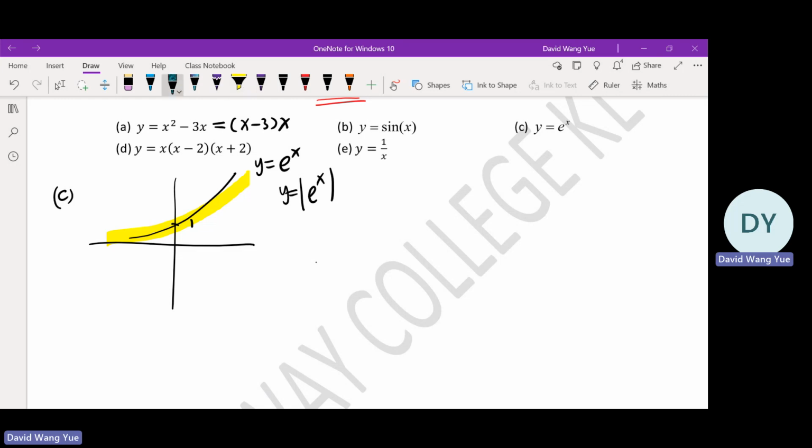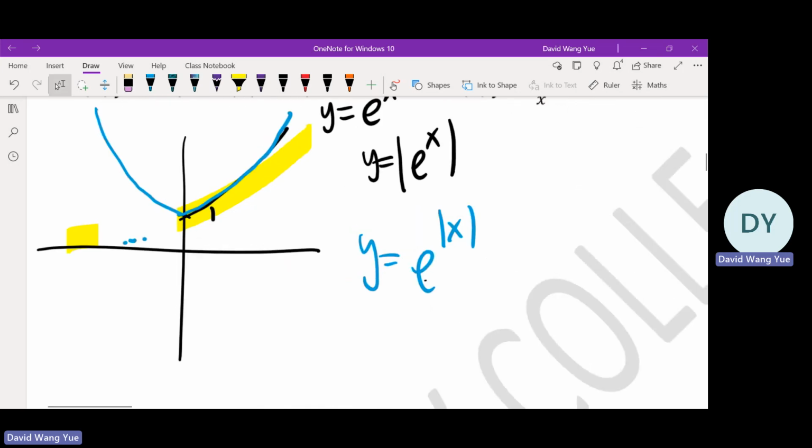Now, when it comes to y equals e to modulus of x, the one on the left, remove. And then the one on the right, reflect. So this is y equals e to absolute value of x. It's not a curve you must know. Obviously, here it is a bit sharp. It's not really a quadratic curve.